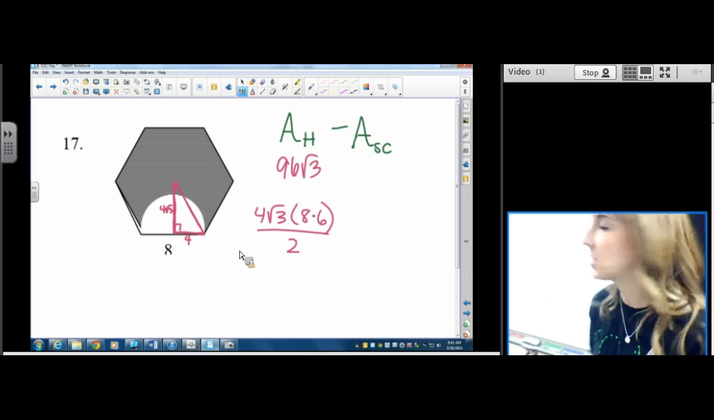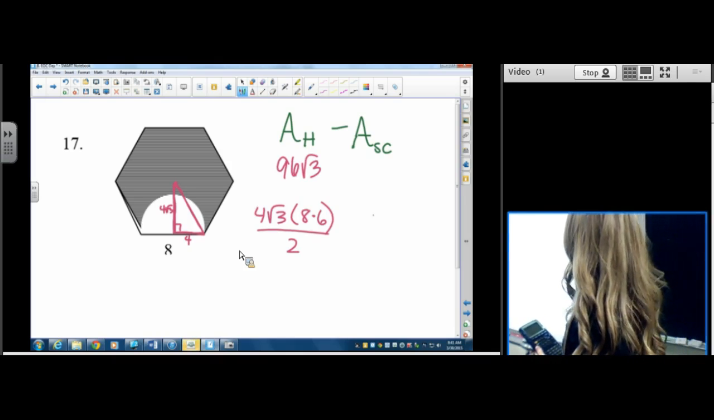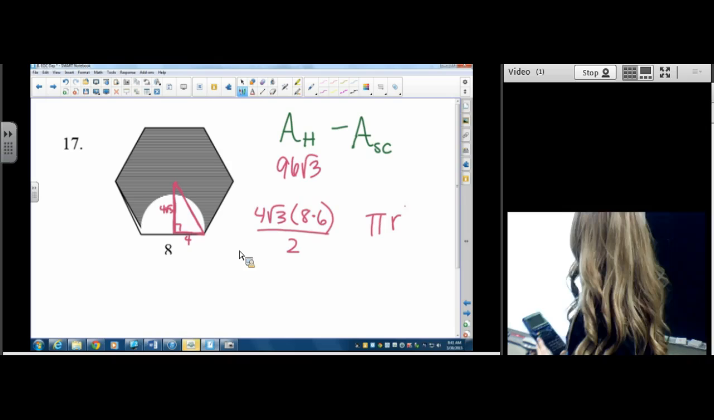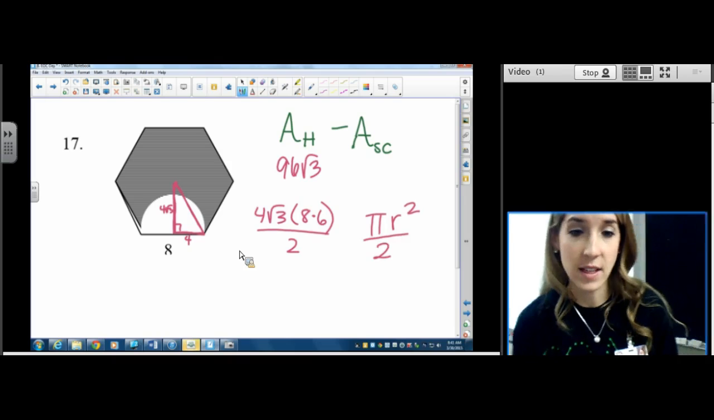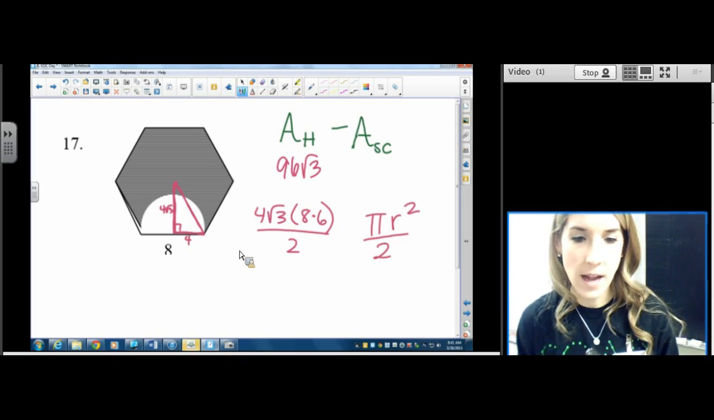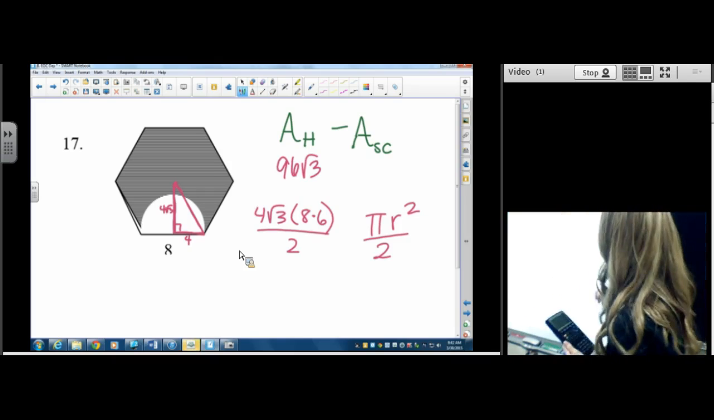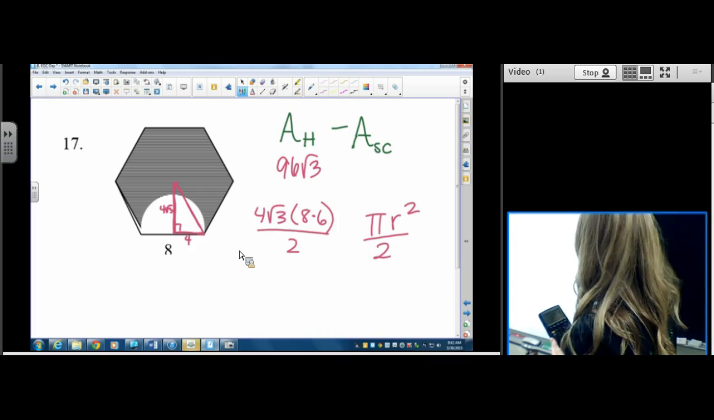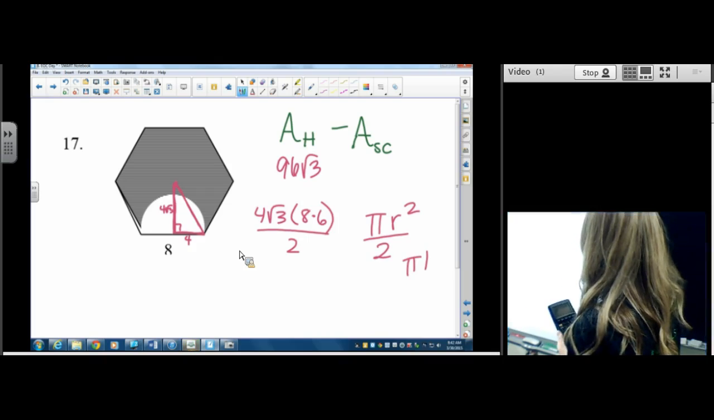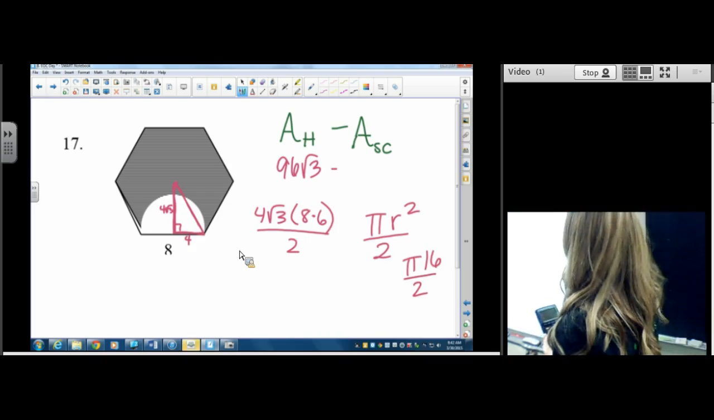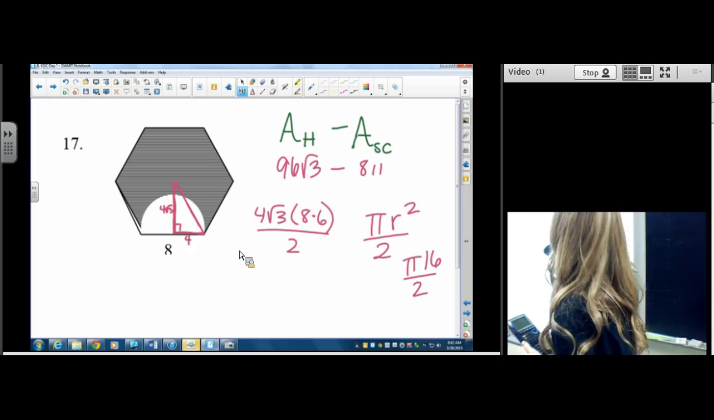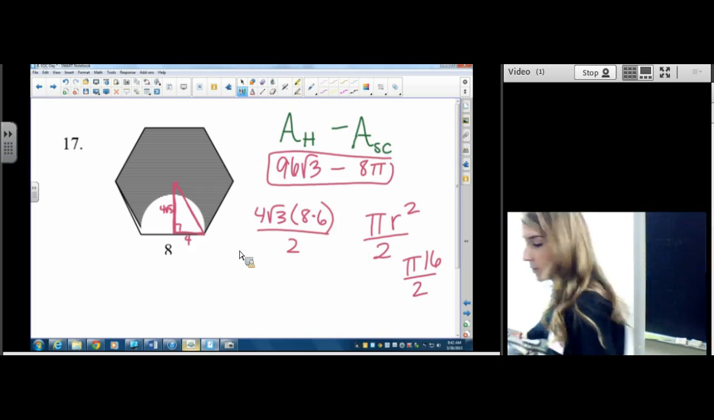Now, area of the semicircle. So we're going to do pi r squared, but we're not going to forget to cut it in half because it's only a half circle. What is the radius of that semicircle? It is 4. So pi times 16 divided by 2. 16 divided by 2 is 8.